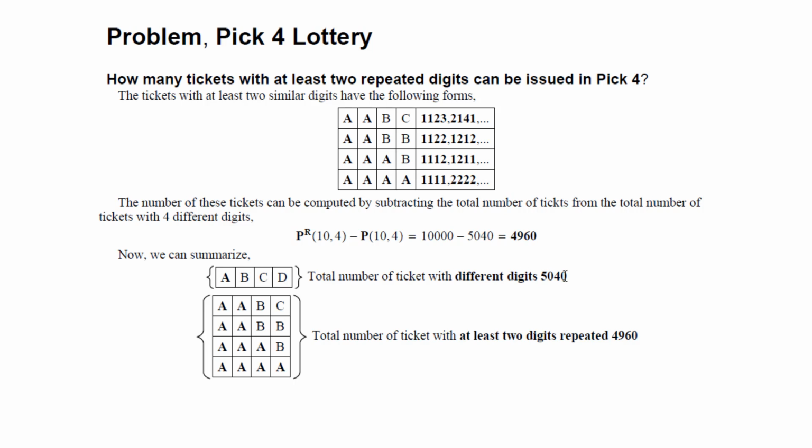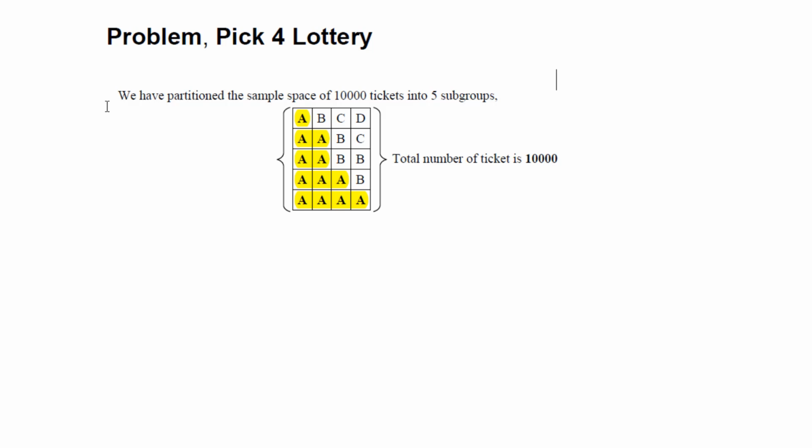Now we can summarize the result as follows. We have 5040 tickets with different digits, and we have 4960 tickets with at least 2 similar digits, and these are all the tickets. Their sum is 10,000. From the previous questions, we noticed that we have partitioned the sample space of 10,000 tickets into 5 subgroups: first, the tickets with 4 different digits; second, the tickets with 2 similar digits; third, the tickets with 2 sets of similar digits; fourth, the tickets with 3 similar digits; and the last one, the tickets with 4 similar digits. The total number of these tickets is 10,000.